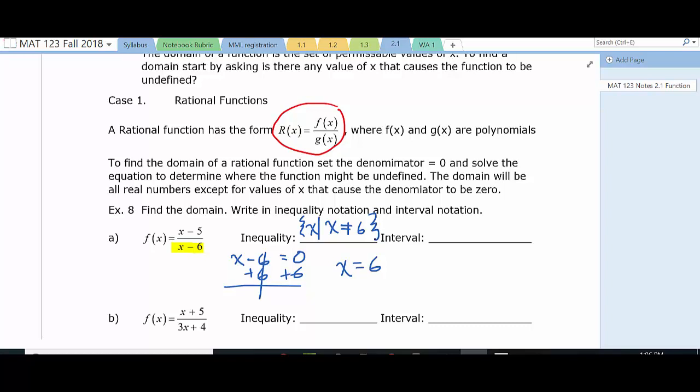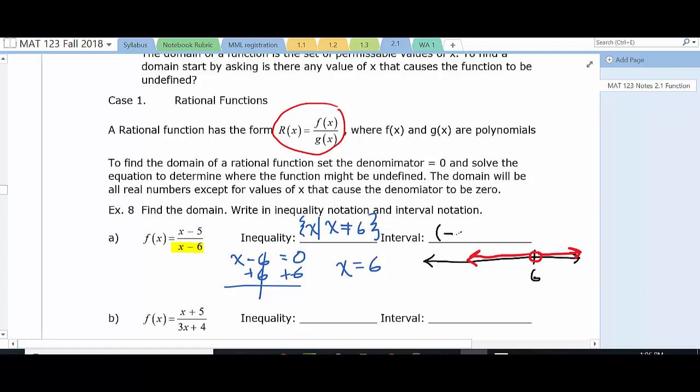Now on an interval, it would go like this. I want you to draw a number line, put a 6 there, and then put a bubble at 6, and then forever to the right and forever to the left. So actually, x can be any number except 6. If you write this in an interval, you've got to break it up into two intervals, so you have to write this in interval notation specifically like this.